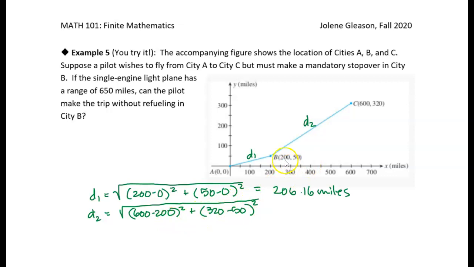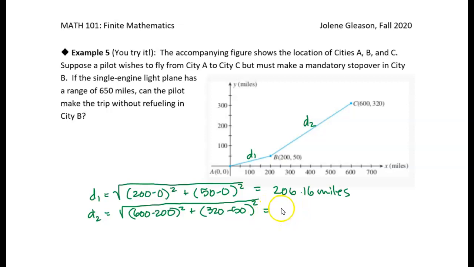Just as a side note, you could subtract these in the opposite order. I could take 200 minus 600 and square it, and 50 minus 320 and square it. Obviously, when you subtract the larger number from the smaller number, you get a negative value. But when you square it, it becomes positive, and it'll be exactly the same as if I subtracted in the order I've written here. So it doesn't matter what order you subtract in, because you're squaring it.